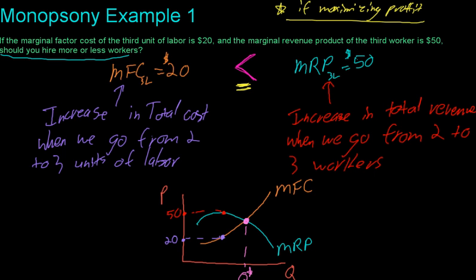So we know that we are at a quantity that is less than our optimal quantity. And remember, this is the market for labor. So if we want to maximize profit, we're going to go from where we are right here and increase the amount of workers that we hire up until the point where marginal factor cost is equal to marginal revenue product. So the answer is we should hire more workers and we will make more money. And this example with this explanation should make sense.